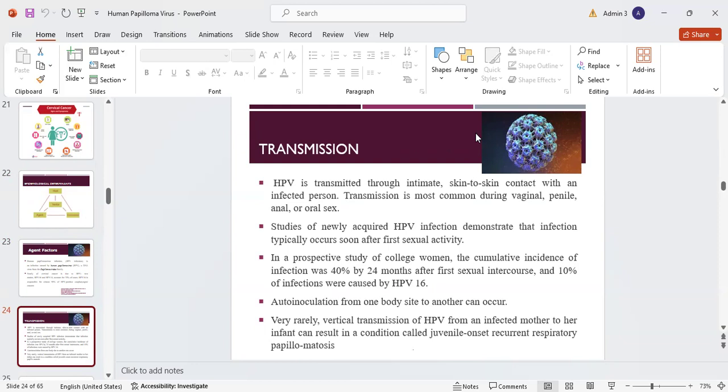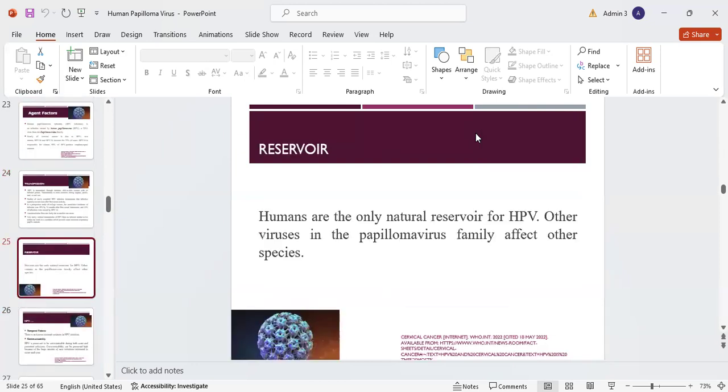Autoinoculation from one body side to another can occur. Very rarely, vertical transmission of HPV from an infected mother to her infant can result in a condition called juvenile onset recurrent respiratory papillomatosis. Reservoir. Humans are the only natural reservoir for HPV. Other viruses in the papilloma virus family affect other species.